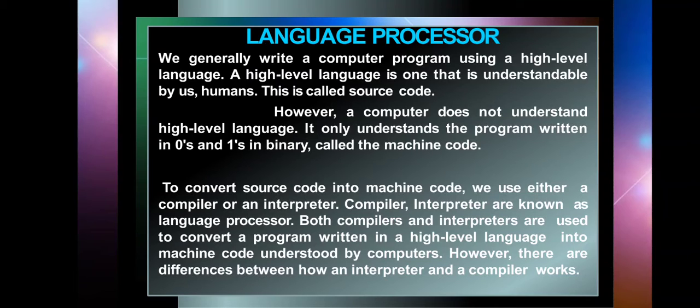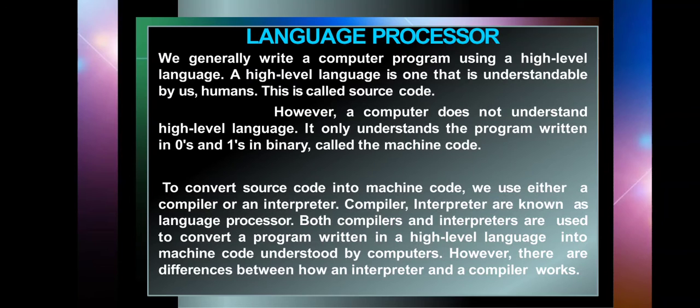Now we have language processors. We generally write a computer program using a high level language. A high level language is one that is understandable by us, like humans. This is called source code. However, a computer does not understand high level language. It only understands the program written in 0 and 1, which is binary, called the machine code. To convert source code into machine code, we use either a compiler or an interpreter. Compiler and interpreter are also known as language processors, which convert the high level language into machine code.